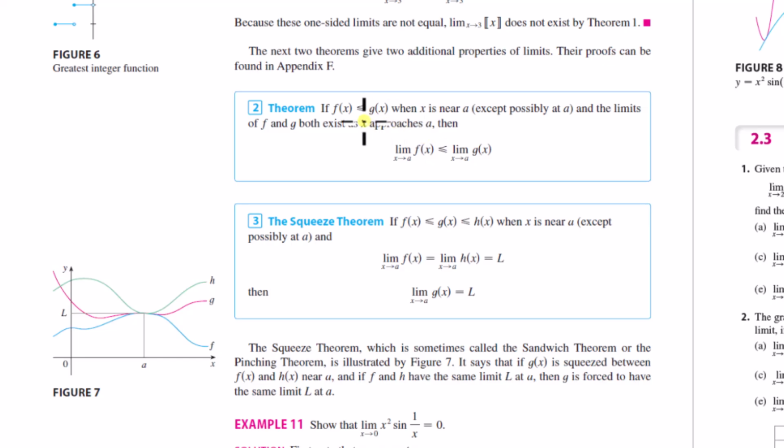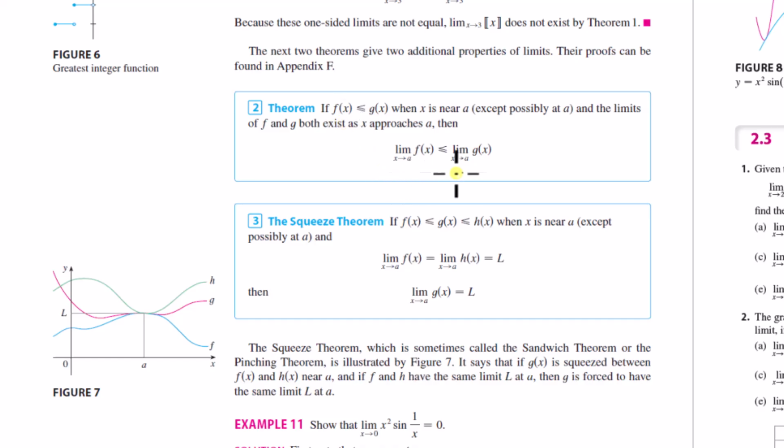And so that's what they're saying here. They're giving us information about what the outputs of these functions are doing near a. And so the limits of these functions as x approaches a are going to be based on what these functions are doing near a. And so if near a, the output of f of x is always less than or equal to g of x, then if the limits exist, the corresponding limit values are going to be based on those outputs.